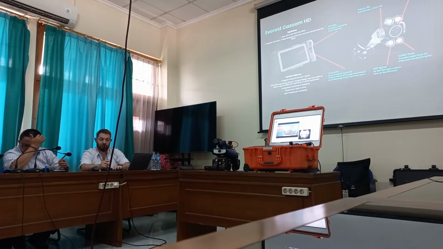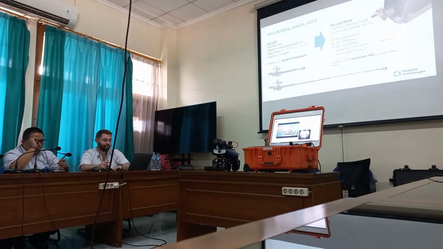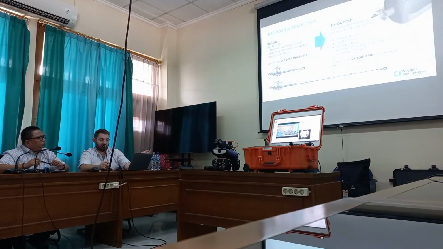And this is the 3D lock pole. So this is where we can either take the pan and tilt that we've got and mount it to this, or the pan and tilt can be mounted to another form of delivery tool. This helps us work out where we are with a fixed camera in a 3D space.